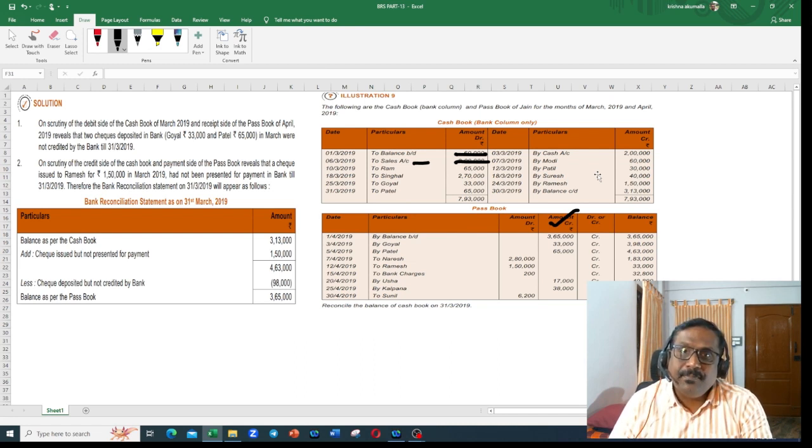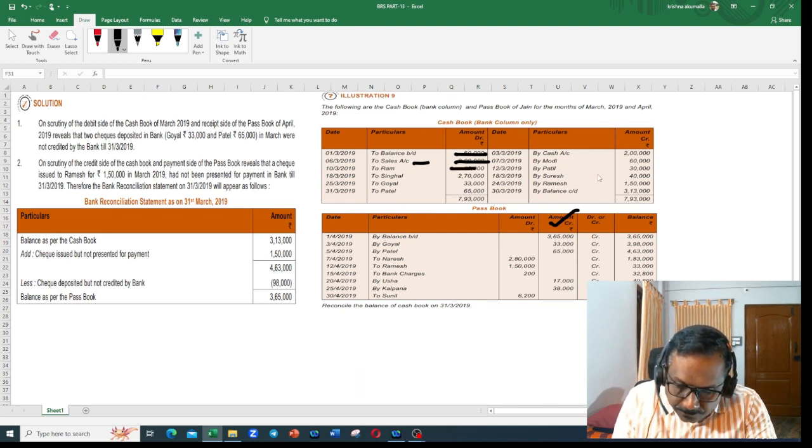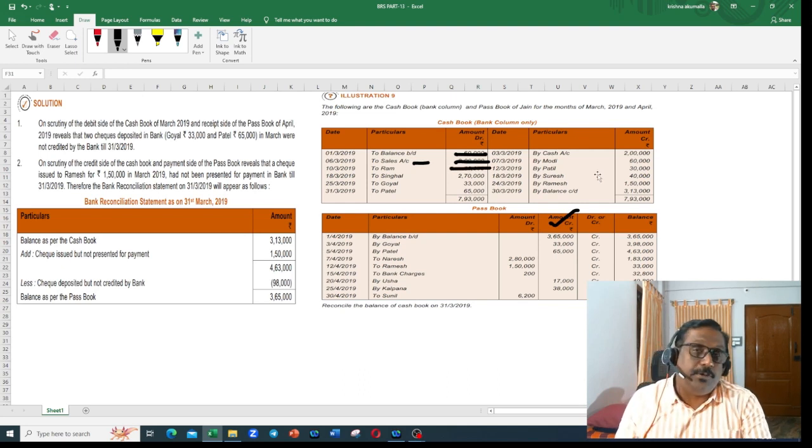What does it mean? Check received from Ram, deposited in the bank on 10th March, and that got updated in the passbook in the month of March itself. This is April month passbook. April month passbook, that is not there. What does it mean? The check amount was already updated in the March month passbook. There is no difference between cash book and passbook to the extent of check received from Ram. That is the meaning of it. So I'm taking off this. Guys, I hope you are very clear on this point.